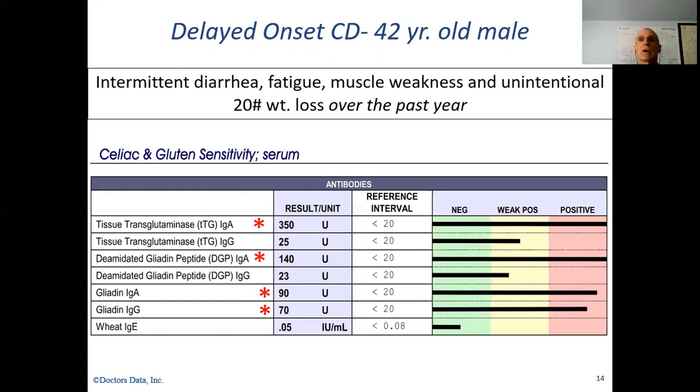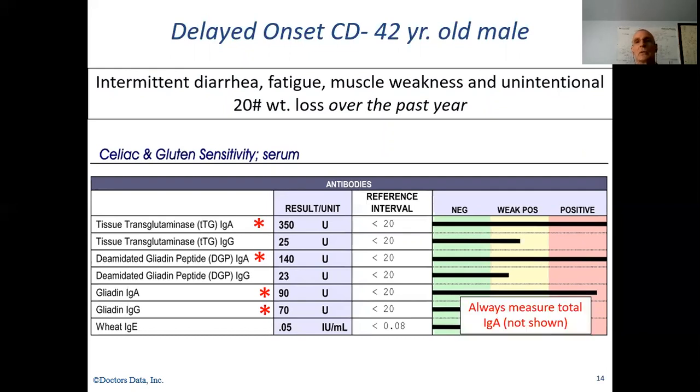And sure enough, with serology testing, we could see a marked elevation in the IgA for TTG and DGP, so significant tissue damage consistent with celiac disease, and not surprising, the elevations in IgA and IgG for the gliadin antigens. No wheat allergy indicated here.